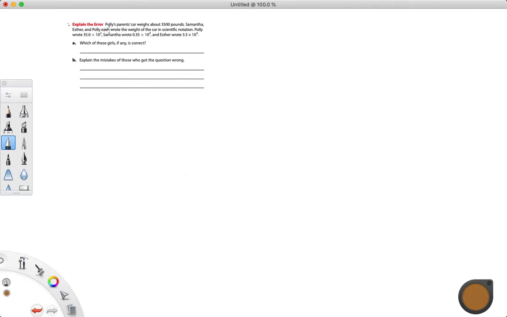Strong humans. Each wrote the weight of the car in scientific notation. Polly wrote 35.0 times 10 squared, Samantha wrote 0.35 times 10 to the fourth, and Esther wrote 3.5 times 10 to the fourth. Which of these girls, if any, is correct?